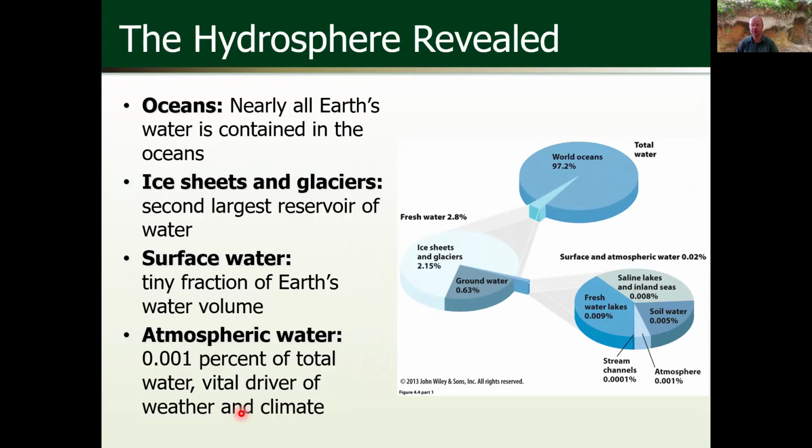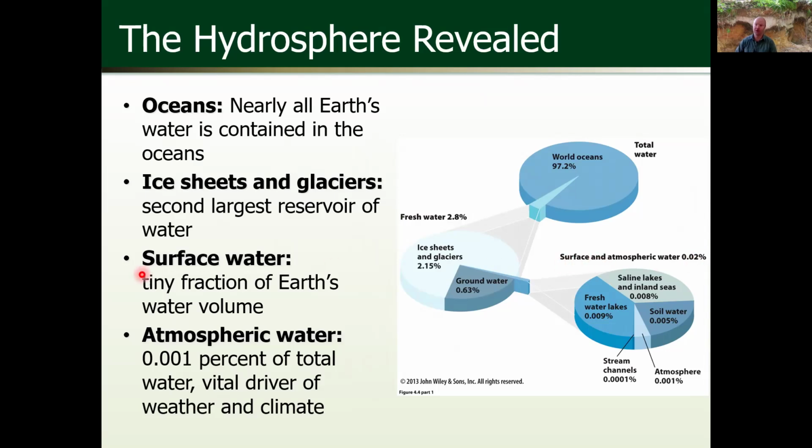Water on Earth, generally speaking, most of it is contained in our oceans, in fact, 97.2%. And then the next largest reservoir of water is stored in ice sheets and glaciers, which is largely not usable by humans. The next largest source is actually groundwater, which later this semester we'll talk more about in water resources. And then smaller than groundwater, the total amount of water on Earth in surface water and atmosphere is 0.02%, which is pretty darn small.